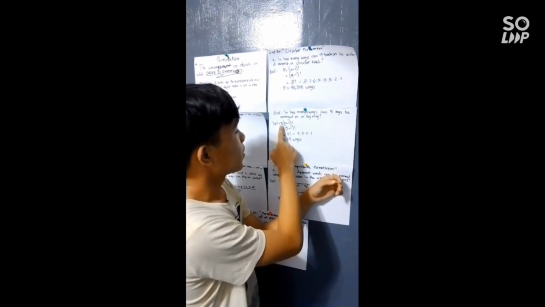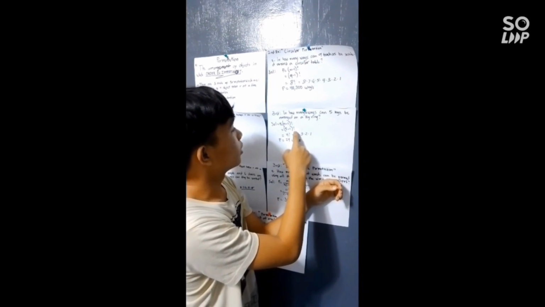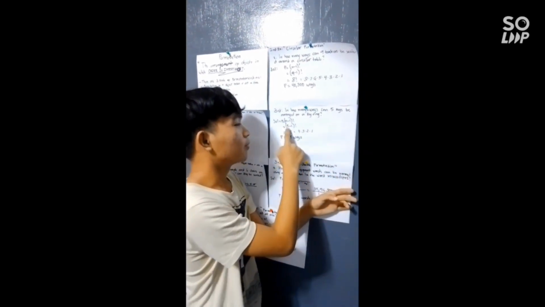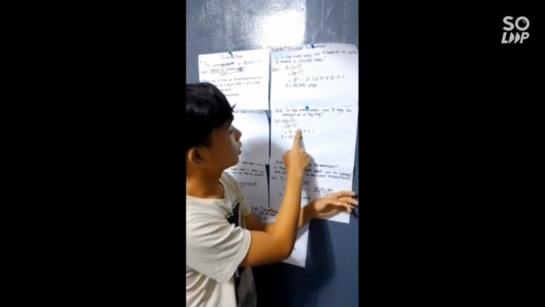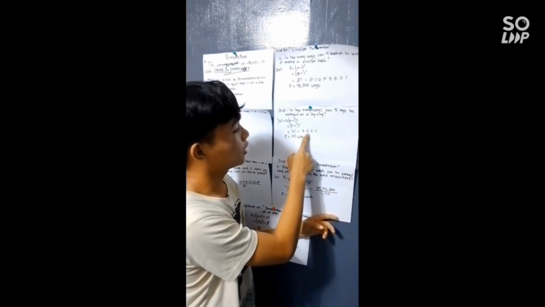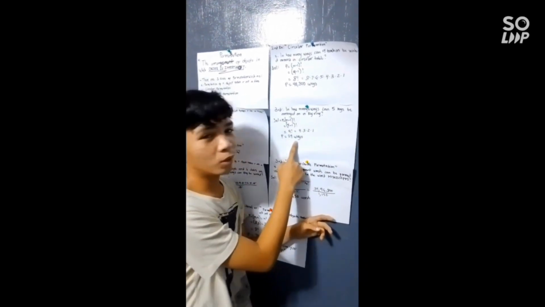Our third example: in how many ways can 5 keys be arranged on a key ring? Solution: P is equal to n minus 1 factorial. Our n for this is 5 keys. 5 minus 1 factorial is equal to 4 factorial. 4 times 3 times 2 times 1 is equal to 24 ways.